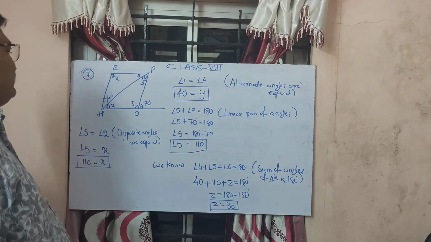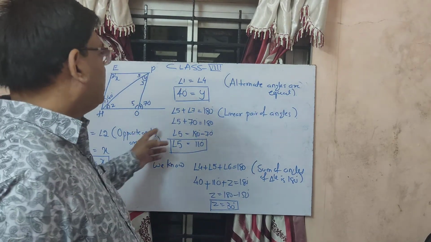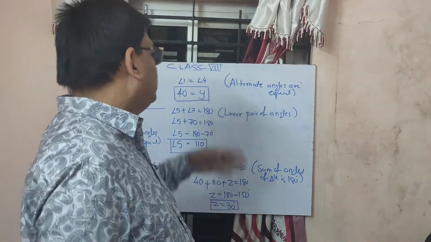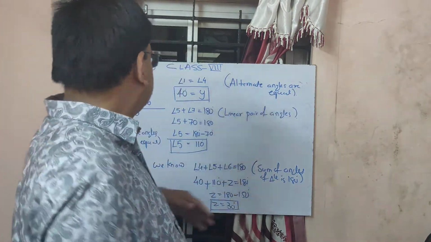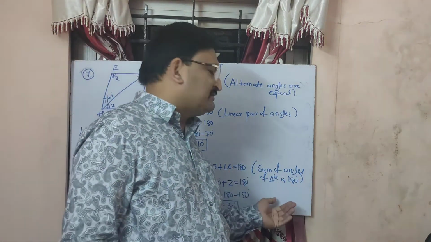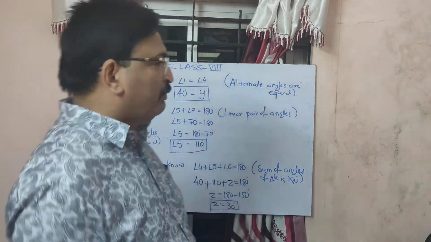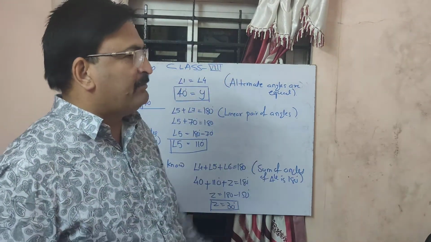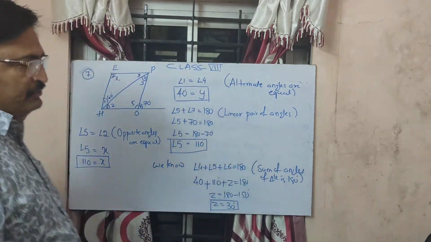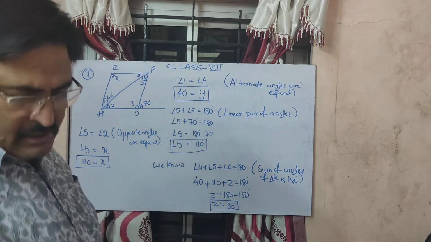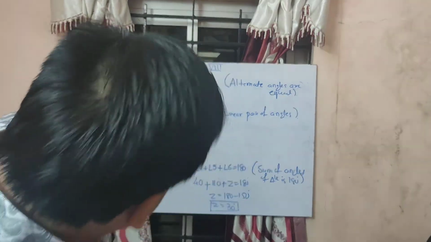So here you need to remember the properties. Which property have we used? Here the alternate angles are equal. Here linear pair of angles. Here opposite angles are equal. Here sum of the angles of a triangle, that is 180. It means we have used 4 properties to solve this example. So you need to remember all the properties. Okay, the next example now.